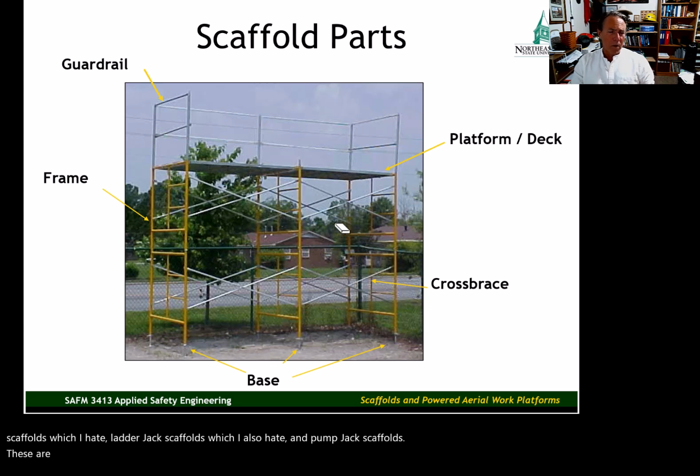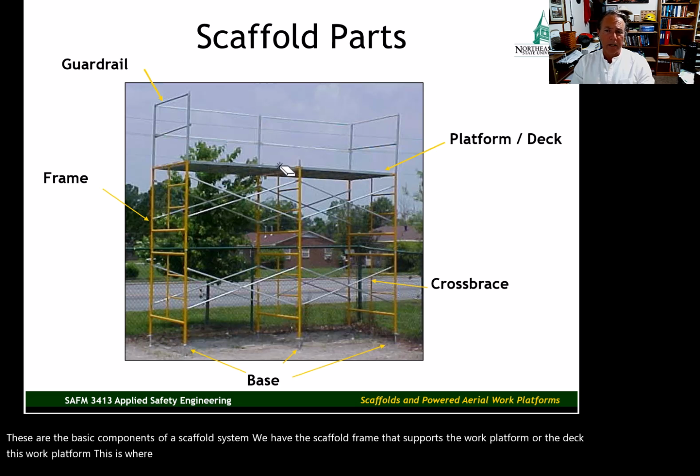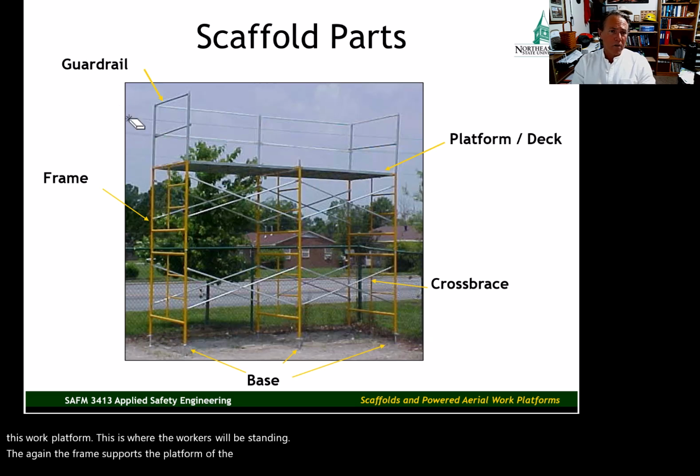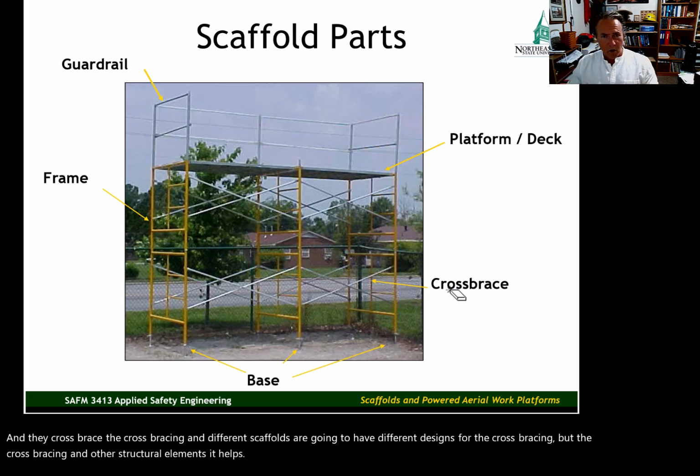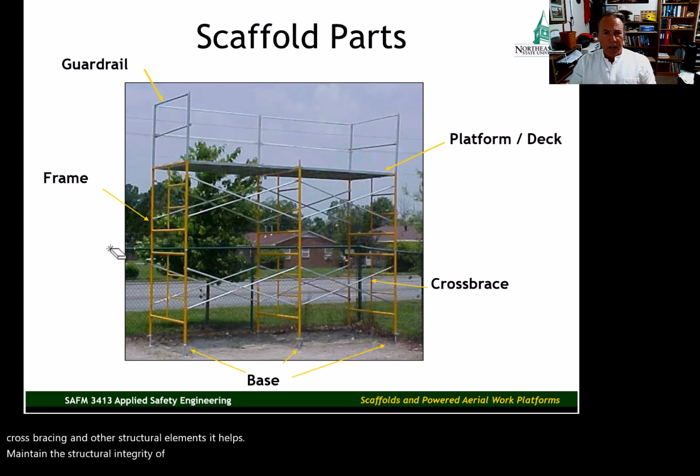These are the basic components of a scaffold system. We have the scaffold frame that supports the work platform or the deck. This work platform, this is where the workers will be standing. Again, the frame supports the platform or the deck, a guardrail system that provides fall protection, and a cross brace. The cross bracing, and different scaffolds are going to have different designs for the cross bracing, but the cross bracing and other structural elements help maintain the structural integrity of the scaffold. If you didn't have these cross braces in place, this thing would fold right up.